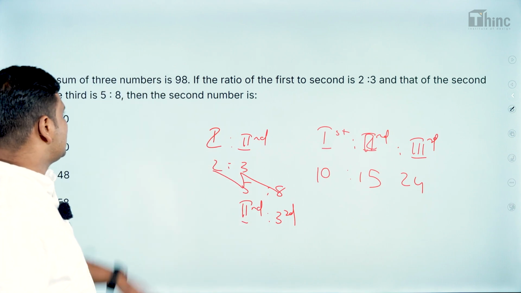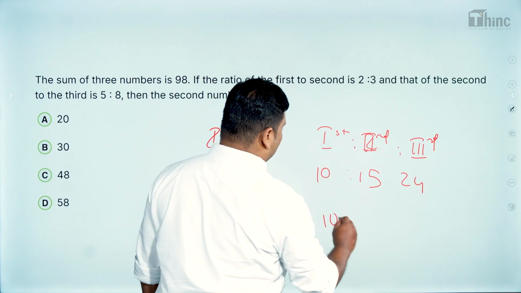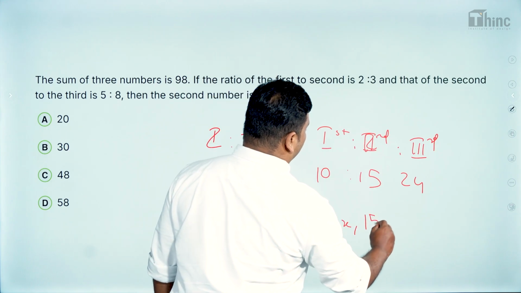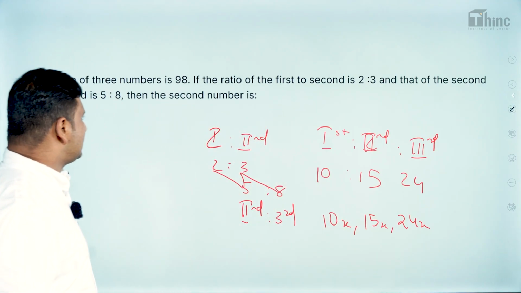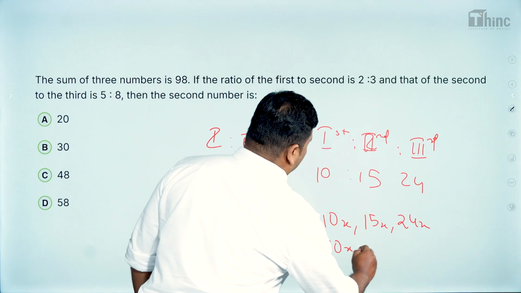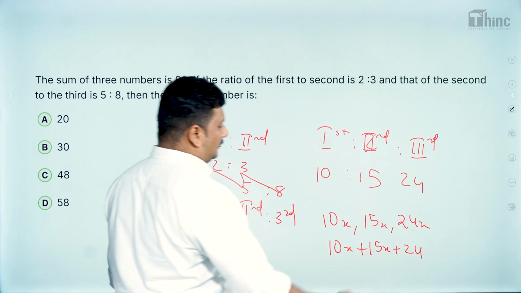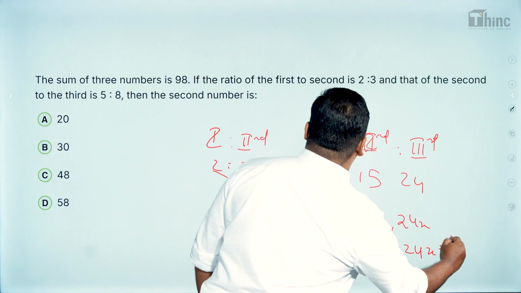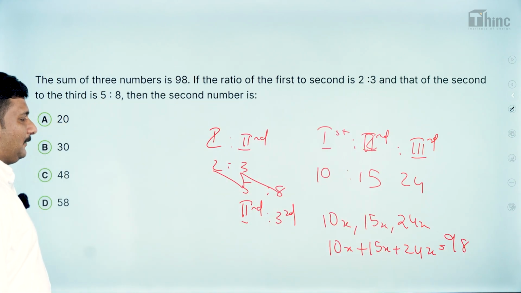Now what is the question saying? The sum of the three numbers is 98. So since the numbers are in this ratio, we can write the actual numbers as 10x, 15x and 24x. So sum of all the three numbers is 98. So 10x plus 15x plus 24x is what is given in the question, that is nothing but 98, right? Okay, what is 24 plus 10, 34 plus 15?